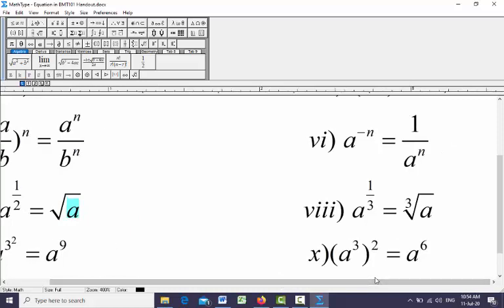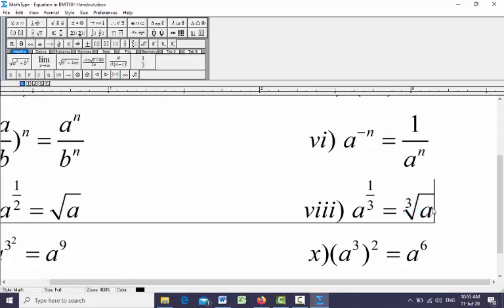Again, this is a to the power 1 by 3. This one is called cubic root. This one is not square root, this one is cubic root. In Bengali we call it ghanomul. So a to the power 1 by 3 means cubic root of a.